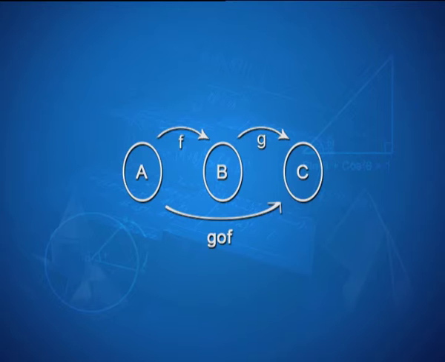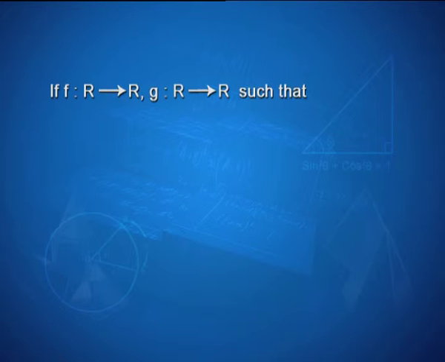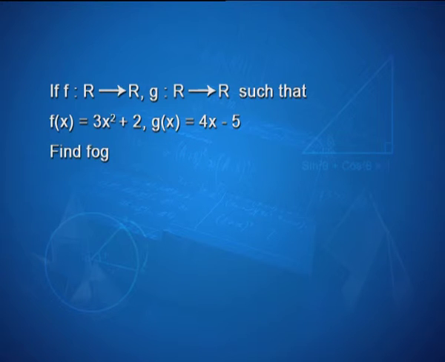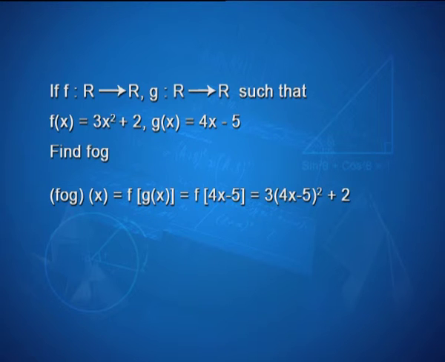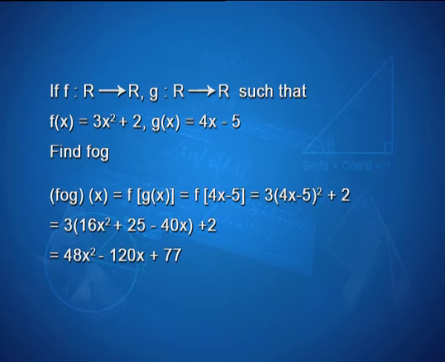Let us take an example to explain composition of function. If f is a function from R to R, g is also a function from R to R such that f(x) equal to 3x square plus 2 and g(x) equal to 4x minus 5. Find f naught g. For f naught g of x, this is equal to f of g(x). g(x) is replaced by 4x minus 5. So, this is equal to f of (4x minus 5), which is equal to 3 times (4x minus 5) whole square plus 2, which is equal to 3 of (16x square plus 25 minus 40x) plus 2, which is equal to 48x square minus 120x plus 77.